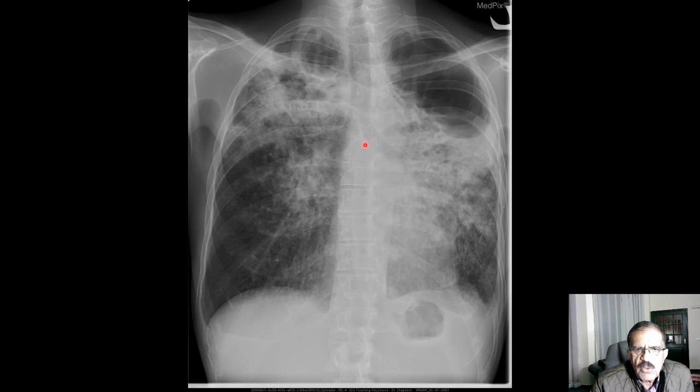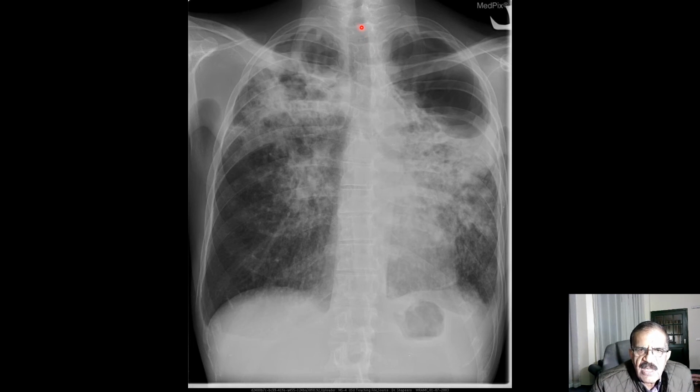Again, similar to the previous one, there are bilateral opacities, diffuse infiltrates with some cavities inside. I'm not sure, this appears to be a big cavity here, this one. Multiple small cavities, but you have very extensive bilateral infiltrates. So if you have apical infiltrates with cavities inside, very suggestive of tuberculosis.